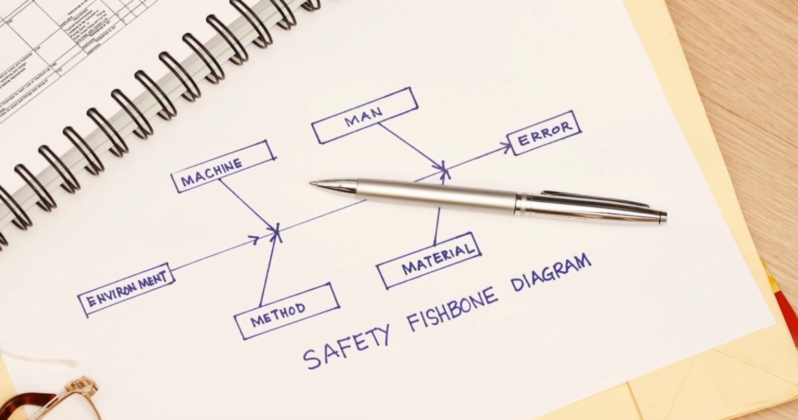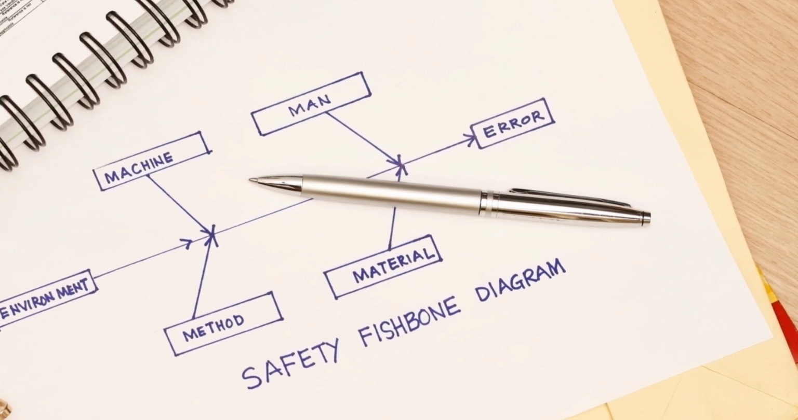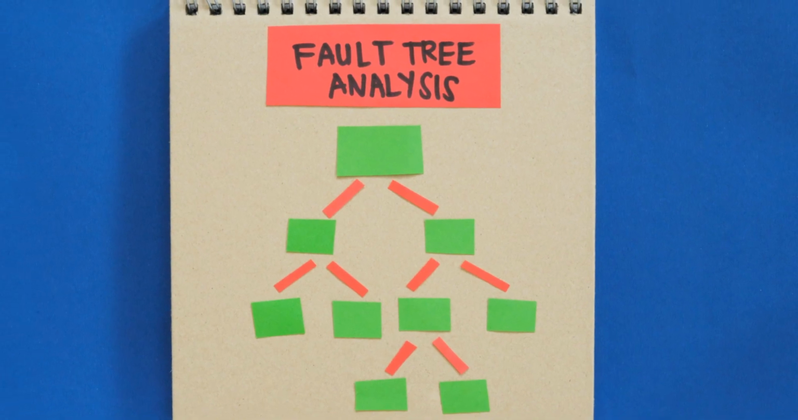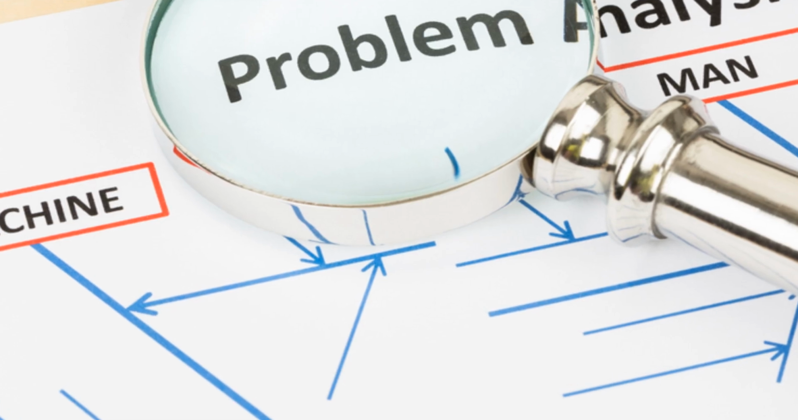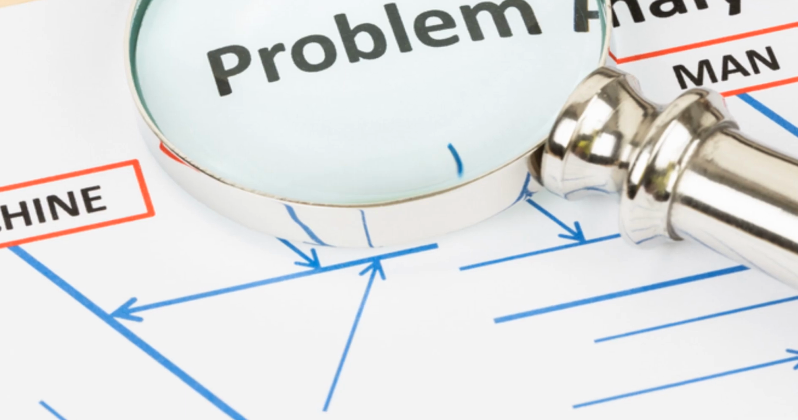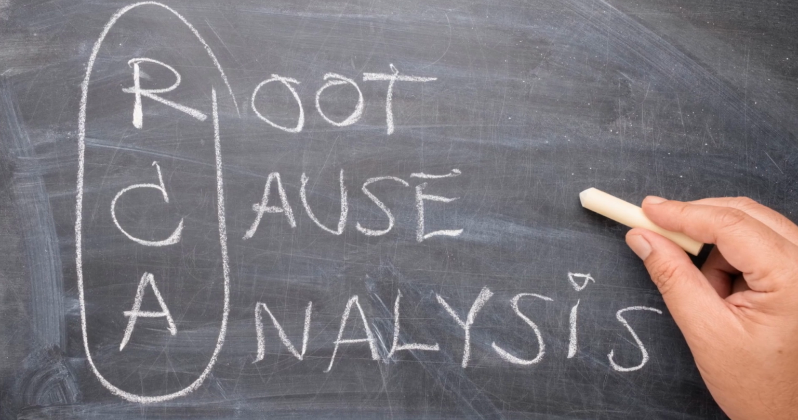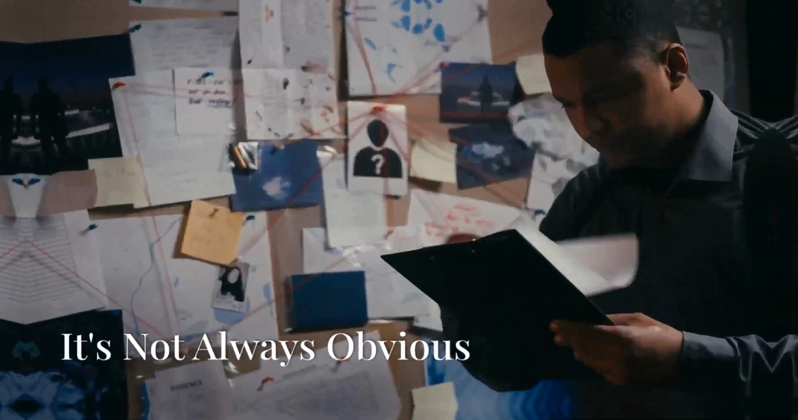A fault tree is more like a family tree, but instead of relatives, it shows all the events that could lead to a failure. These visual tools help us see the big picture and identify all the possible factors that contributed to the problem.